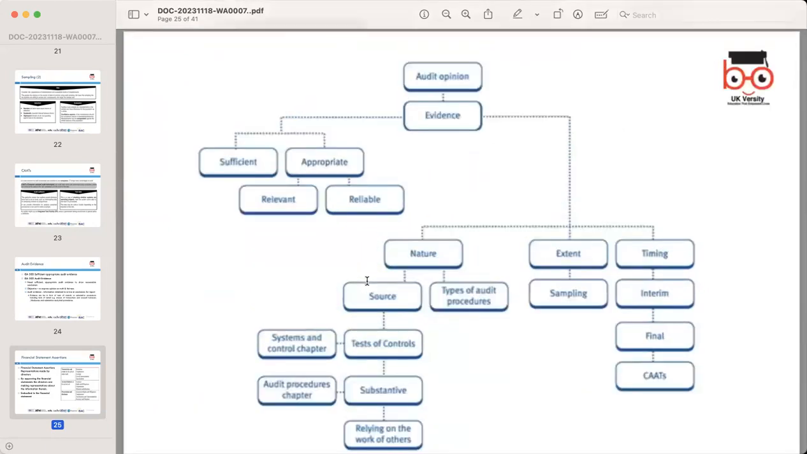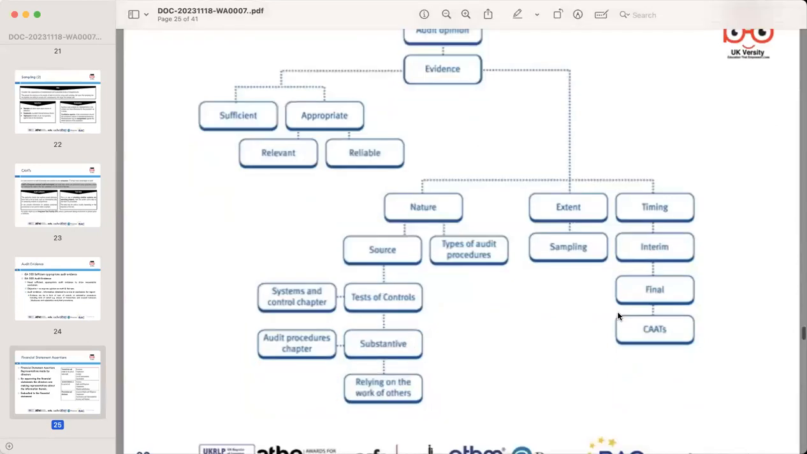Here are the different kinds of audit options: evidence that is sufficient, relevant, and of a certain nature. Auditors also use different kinds of tools. We also use CATs. CATs stand for, again, computer assisted audit techniques. Think of it like using special tools or software to help with the audit process.